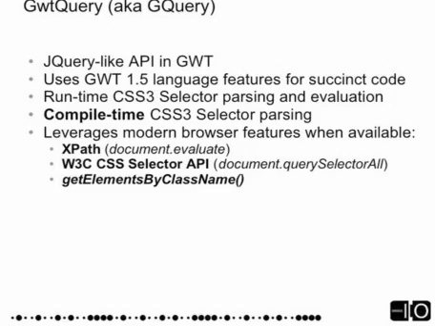And it runs about as fast as jQuery when it comes to dynamically evaluating the selectors at runtime. But what it can do that jQuery and no other JavaScript library can do is it can actually compile CSS selectors at compile time. So therefore, when you're loading your app up and you're running these selectors, there's no parsing overhead step. And it can leverage modern browser features when available.